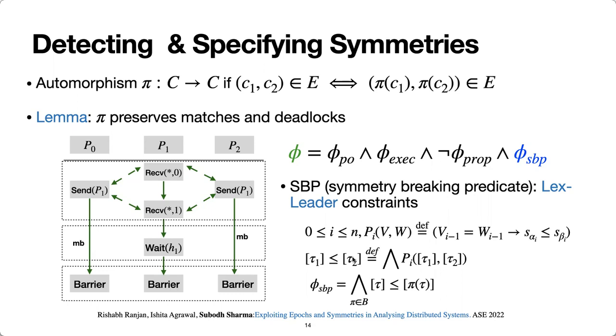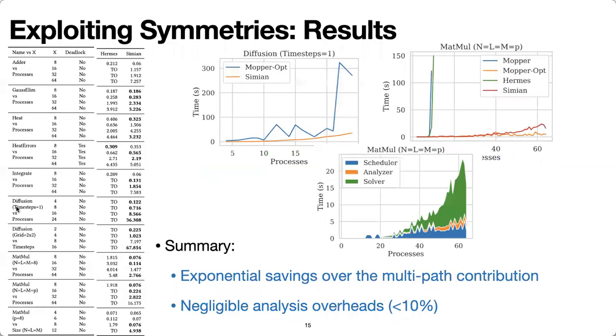So as such, our dynamic symbolic verifier was already giving us orders of magnitude speed up over explicit state model checkers and full symbolic verifiers. With symmetries, we saw exponential savings over our own dynamic symbolic verifier. I'll not take you through the table on the left, but here are some representative figures on some representative benchmarks like 2D diffusion solver, where our tool with symmetry breaking predicates, Simian, that's the tool name, showed exponential savings over our optimized Hermes tool, which was based on Mauperot.